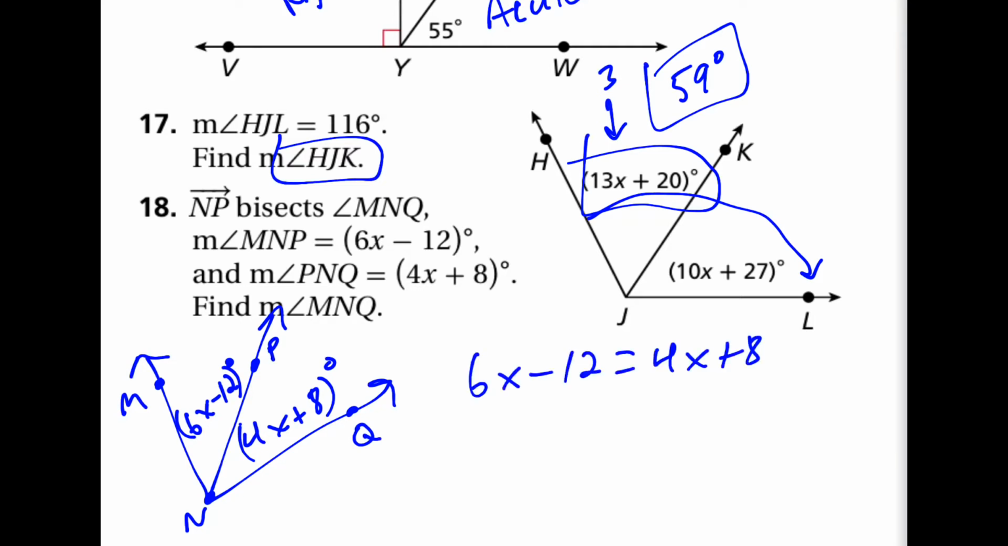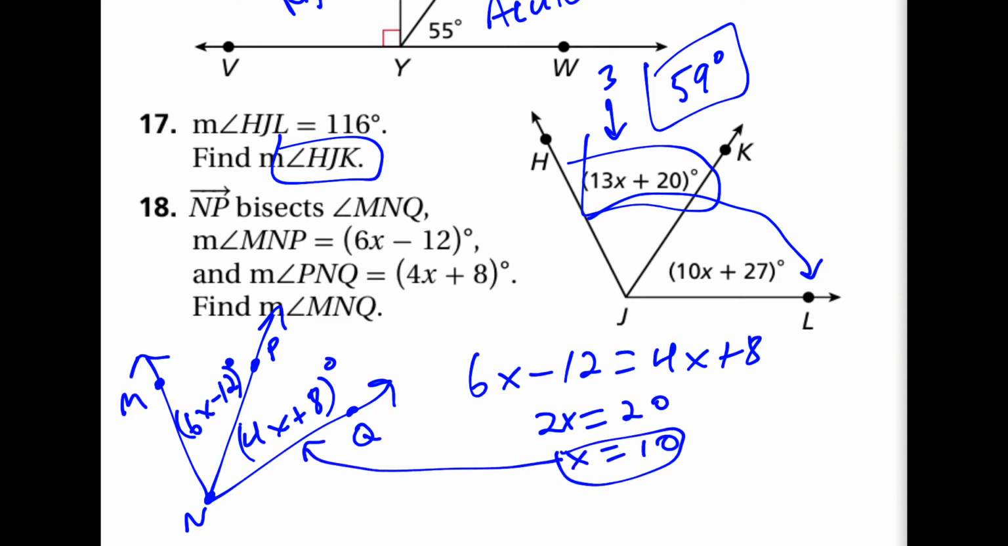So here's my initial equation. This gives me 2x is equal to 20, or x is equal to 10. So I can plug that in over here, and 4 times 10 is 40, plus 8 is 48. If I double that, I get 96 degrees, because this one is also 48, since they're equal to each other.